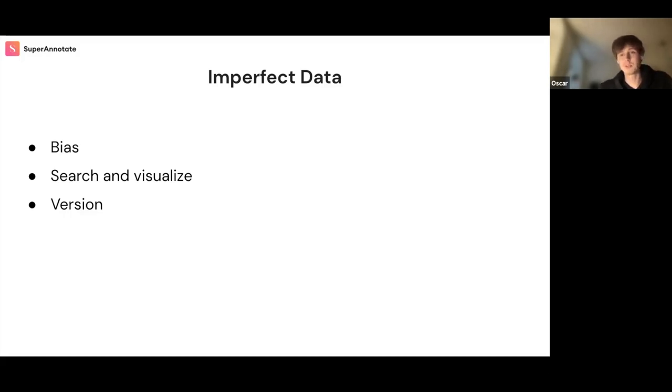And I think Vahan had some more points on this as well. Yeah, so when we're talking about imperfect data, I would like to touch on three bullet points here, right? How to deal with the bias in imperfect data, how to use search and visualization techniques to help you further improve your imperfect data, and then why versioning is so important in, again, helping to improve your imperfect data.